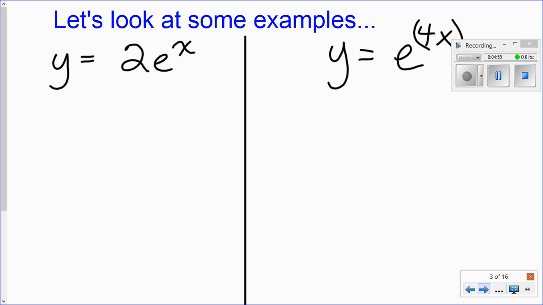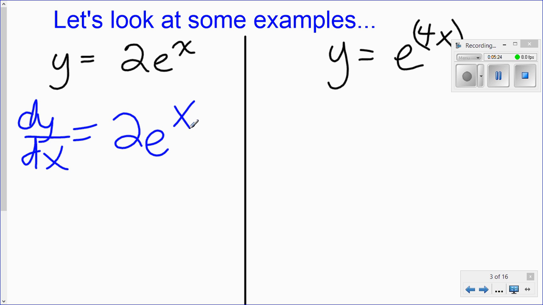Okay, so in our first example, we have y equals 2 times e to the x. Now, in this case, the 2 is a constant multiple. So you can just bring the 2 down and multiply it times the derivative of e to the x, which, remember, is e to the x. So the derivative of 2e to the x is actually still 2e to the x.